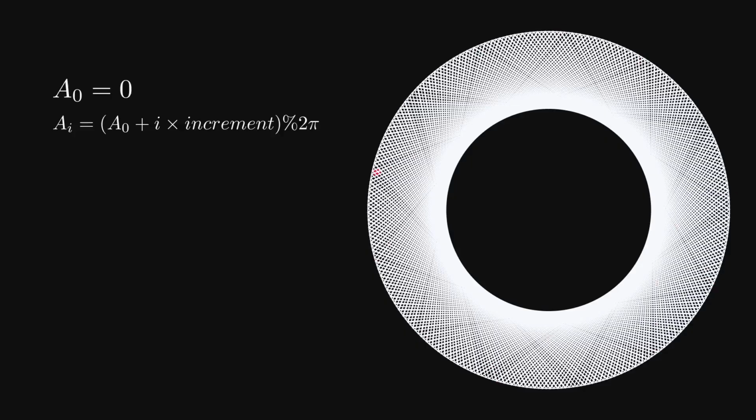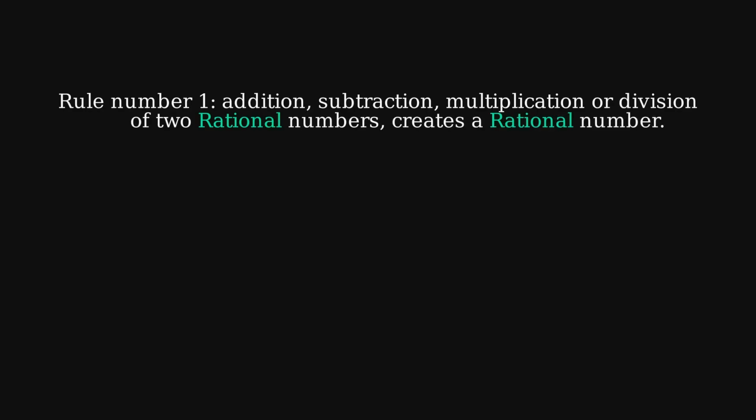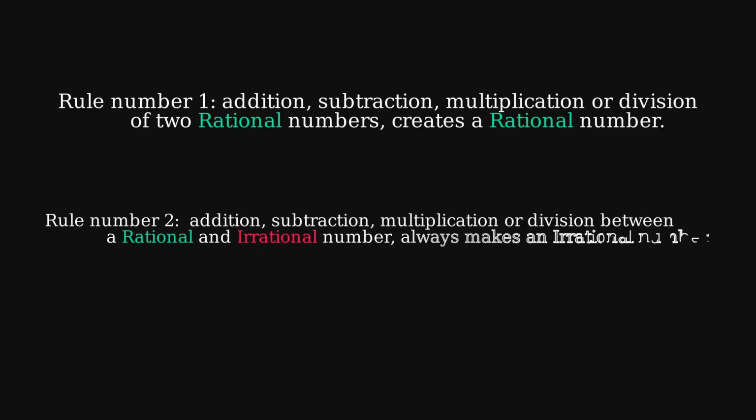Are you starting to see the problem? If you're not, then let me explain. As you know, irrational numbers are numbers that go on forever after the decimal point, like pi. Two important rules about these irrational numbers is that addition, subtraction, multiplication, or division between two rational numbers always creates a rational number. But between an irrational number and a rational number, the outcome is always irrational.